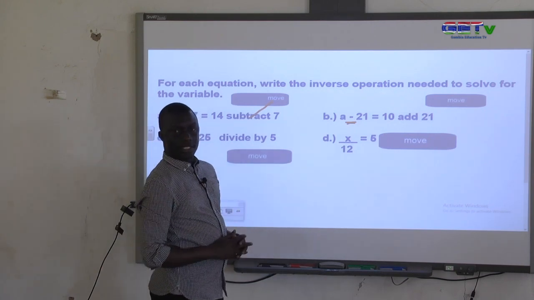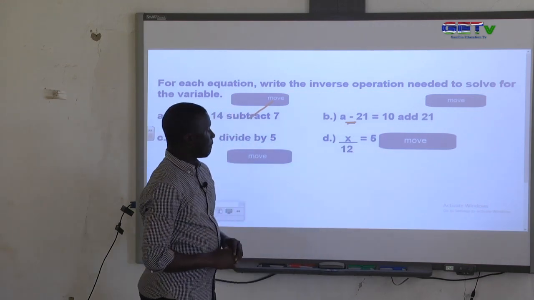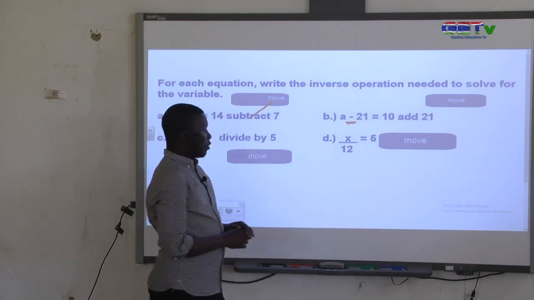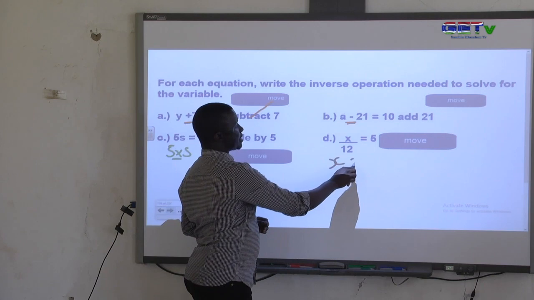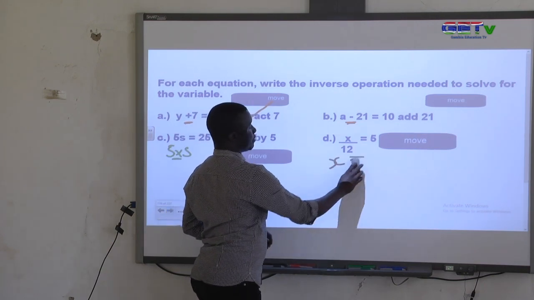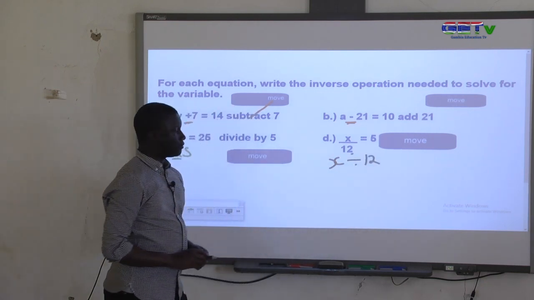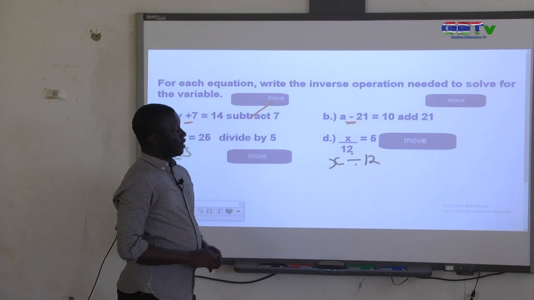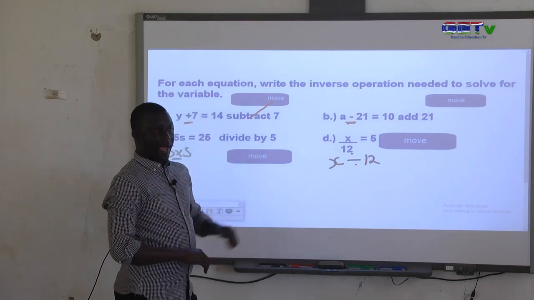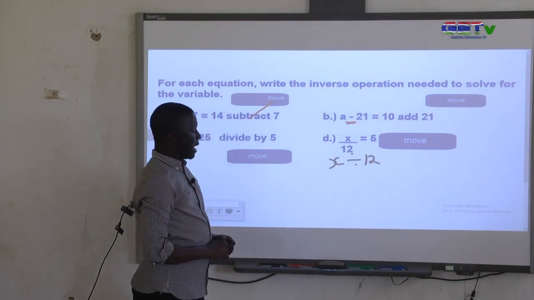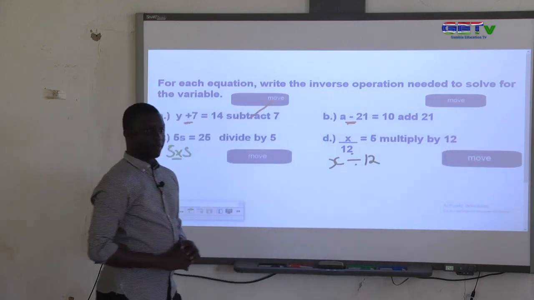Let's move on to the final one, D. We have x over 12 = 5. That is our equation here. But what operation is taking place here? We can see it is a division, x divided by 12. So having a division, the inverse of division is multiplication. So therefore, in order to isolate our variable here, we must multiply by 12. Multiply by 12.